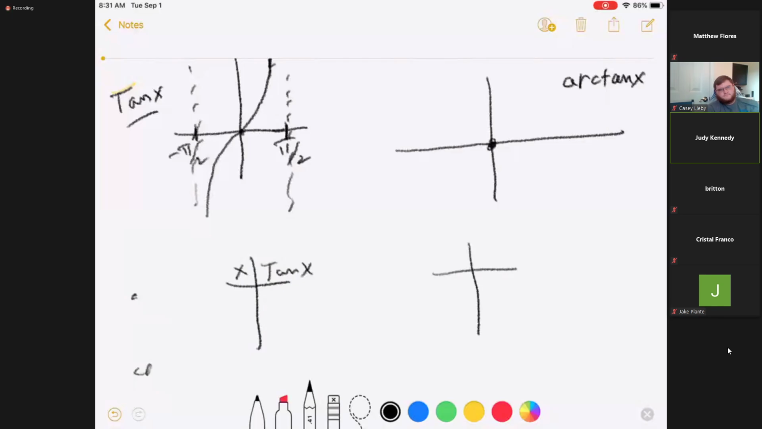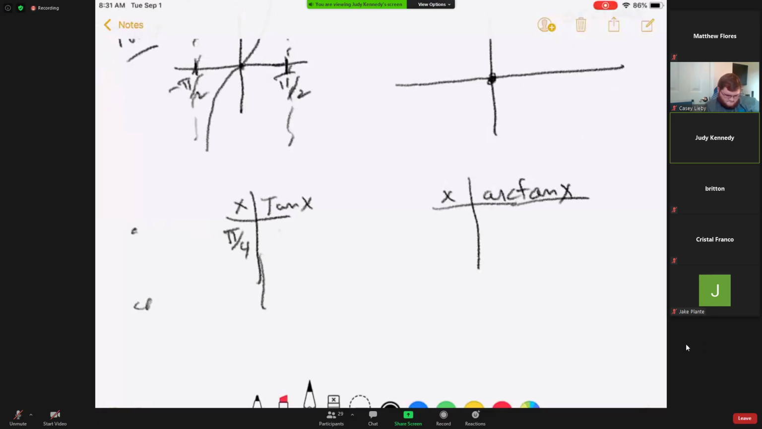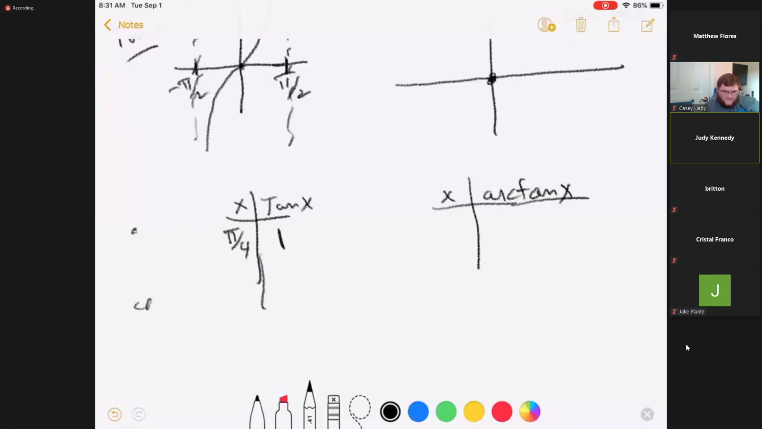So now I'm going to flip them over. Well, I don't know many special angles. Okay, pi over 4. I know that the tangent of pi over 4 is 1, right? Because it's 1 over the square root of 2 over 1 over the square root of 2. So that means that 1 and pi over 4 are on the arc tangent.